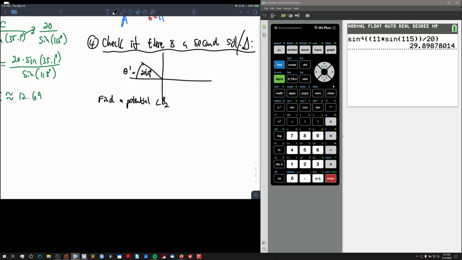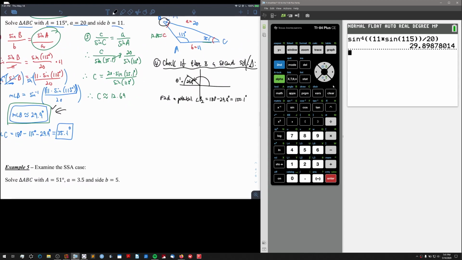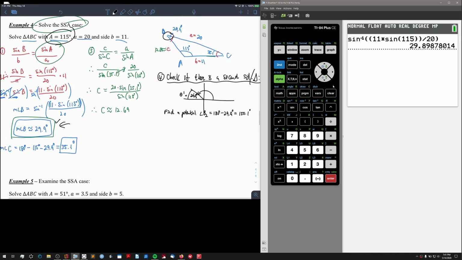All right, and how do I do that? Well, I find this angle right here. So what you do is you just say that's 180 minus the 29.9 degrees, and see what you get. So if I do that, I get 150.1 degrees. Now what I have to see is, I was given an angle A, and I solved the first triangle, this one right here, that worked. Is there a second triangle that can come out of this?